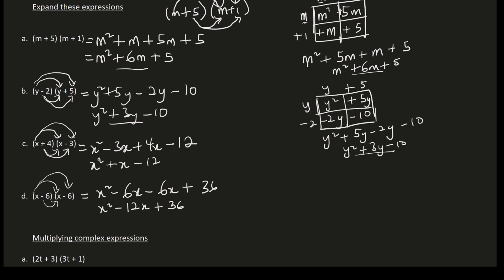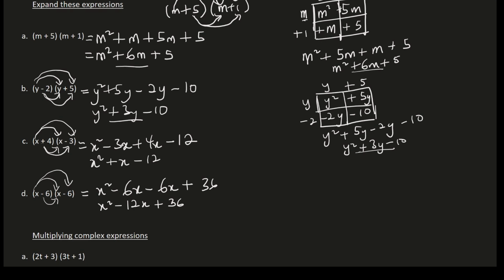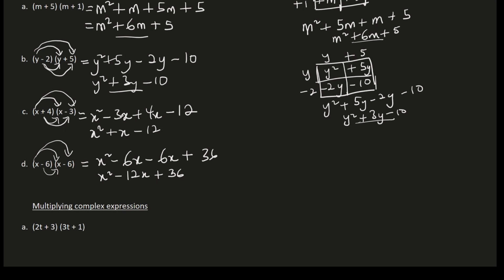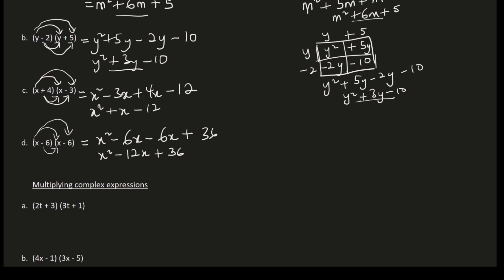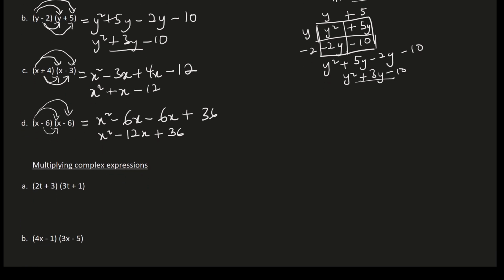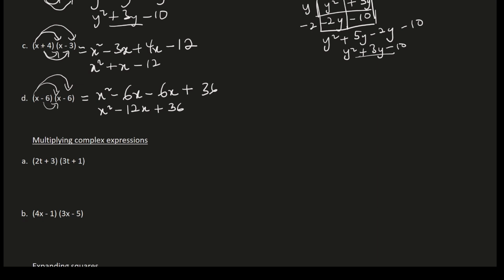Right, now let's move on to a much more complex expression. To multiply these complex expressions, it's the same thing as what we did previously, where you multiply whatever is in the first bracket by the second bracket, or you use a box method. I will do that now for you to see.